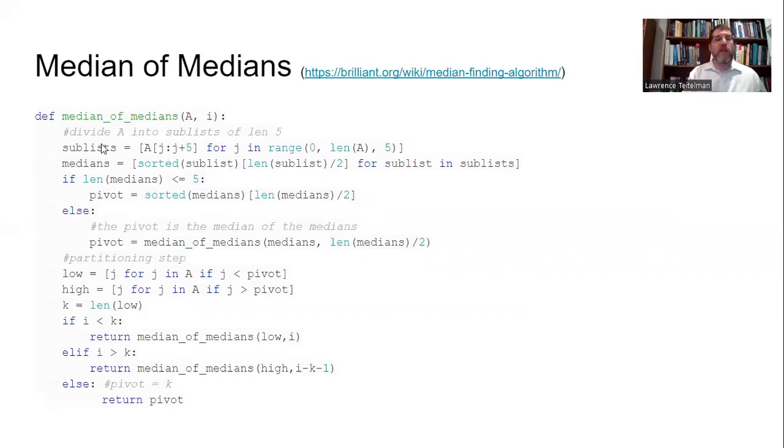Okay, what does this line here do? This slices the array into chunks. It says get me, the array is called A, positions J through J plus 5, not inclusive. So position J, not including J plus 5. So chunks of 5 for the entire array. All right, so we now have a bunch of sublists. Then we are finding the median of each of these lists.